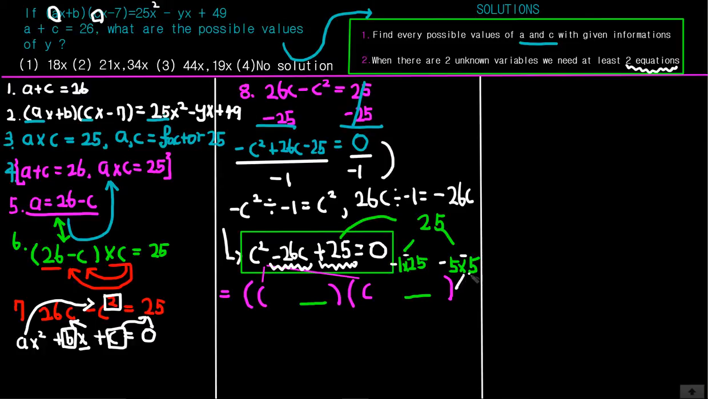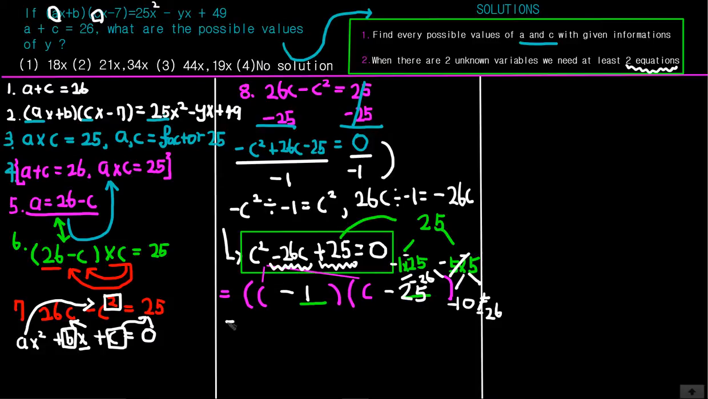First, negative 5 plus negative 5 is negative 10, which is not equal to negative 26. That means we can cancel this out from our choices. For negative 1 and negative 25, if we add them, it gives us negative 26. So negative 1 and negative 25 are the factors of our binomial. So we can bring down our numbers.